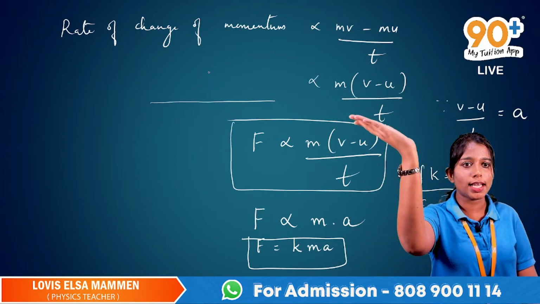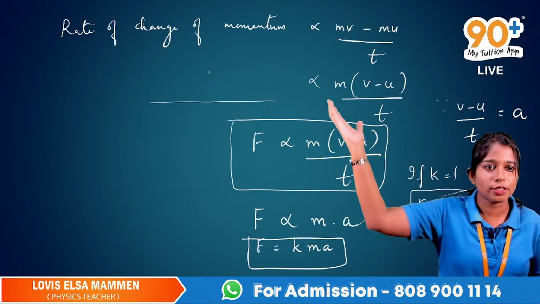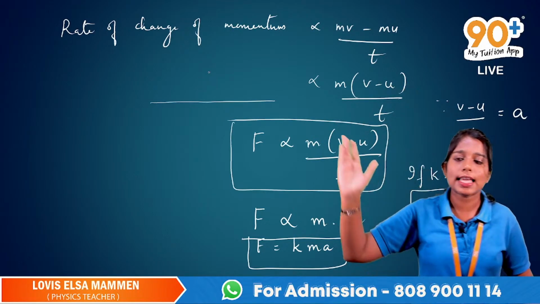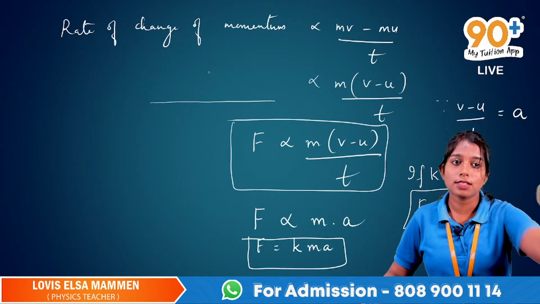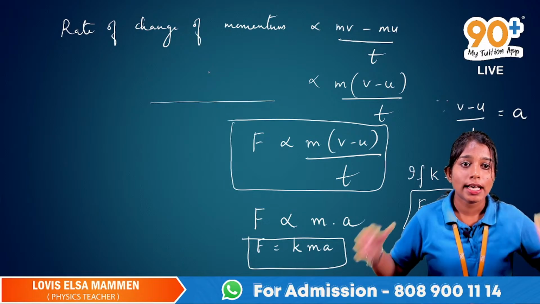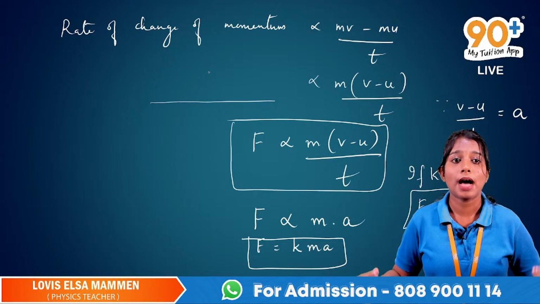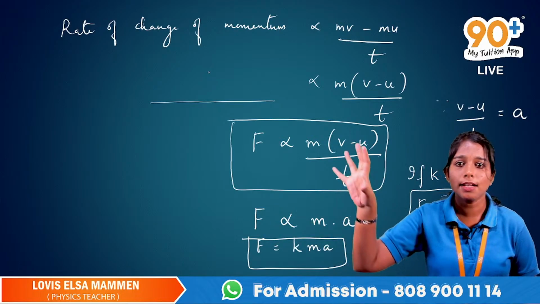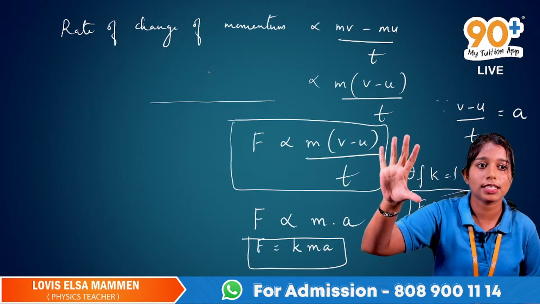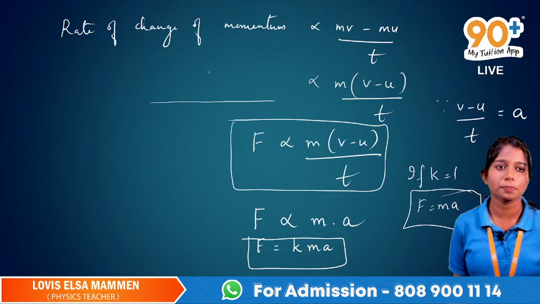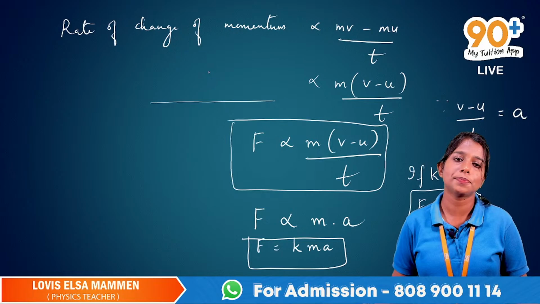What is this quantity? It is the rate of change of momentum. Just read the statement of the second law of motion. Rate of change of momentum is directly proportional to the applied unbalanced force. So this rate of change of momentum, m into (v minus u) by t, is proportional to force. That is, F is proportional to m into (v minus u) by t.